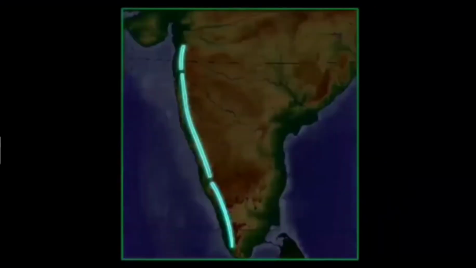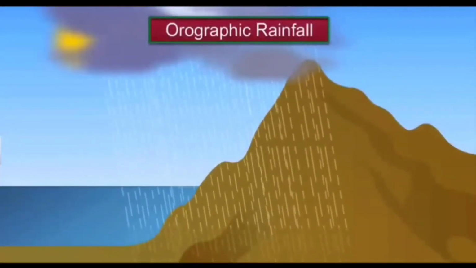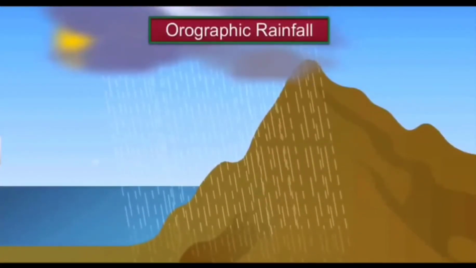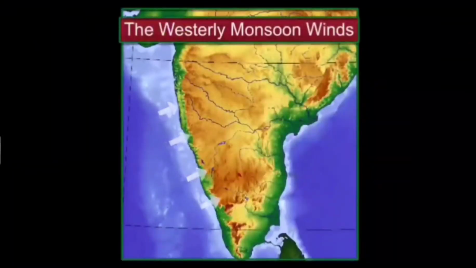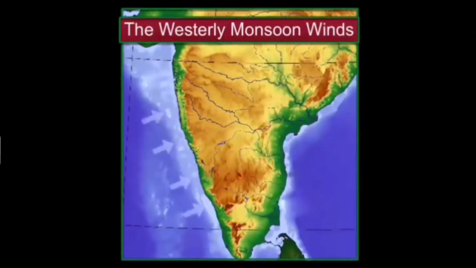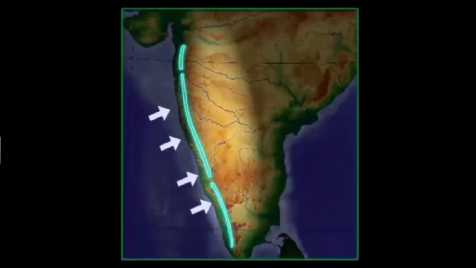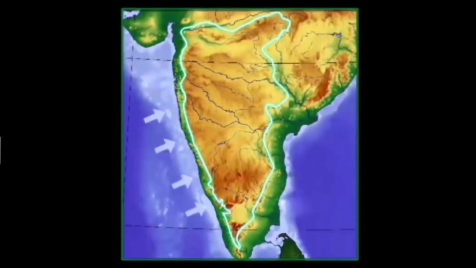An interesting feature of the Western Ghats is orographic rainfall. Orographic rainfall is caused when a range of mountains intercepts rain-bearing monsoon winds. The Western Ghats intercept the westerly monsoon winds, forcing these winds to deposit most of the rain on the windward side, which is the western side. Therefore, the area of the Deccan Plateau to the east of the Ghats receives very little rainfall.